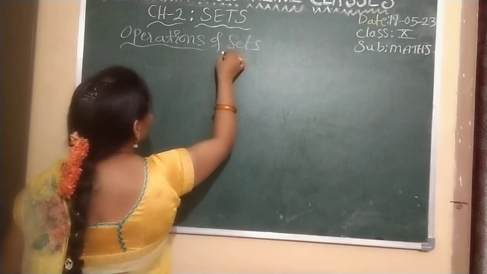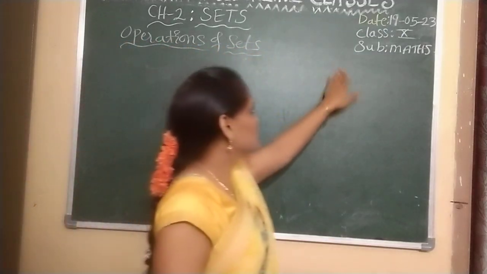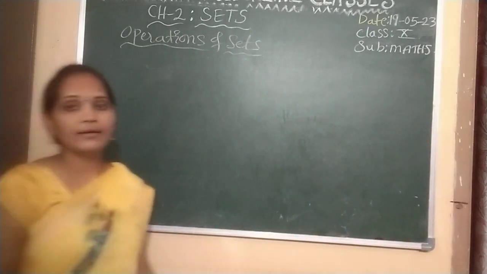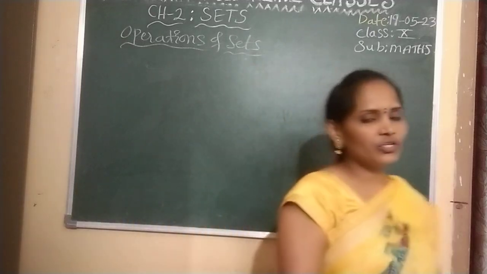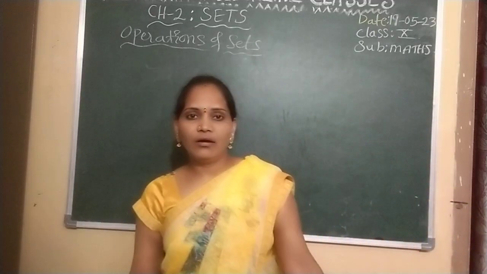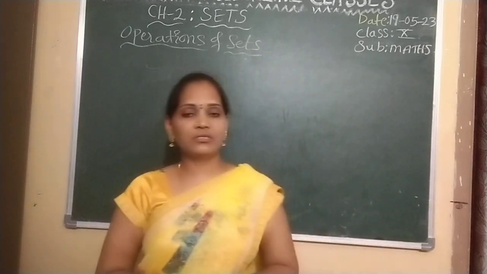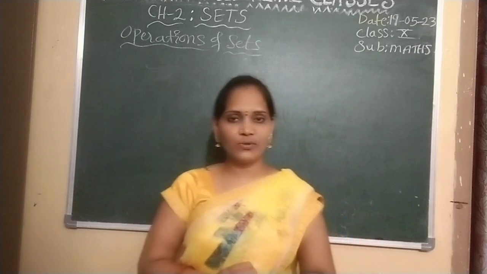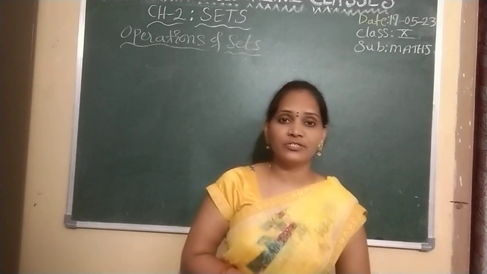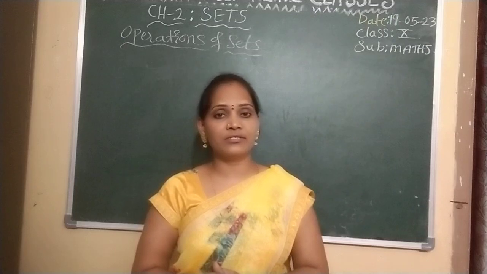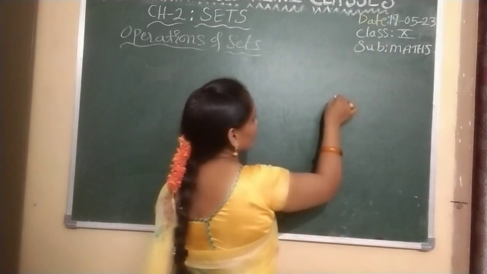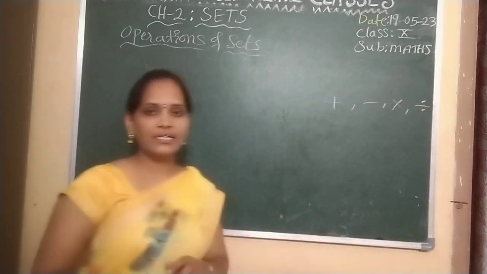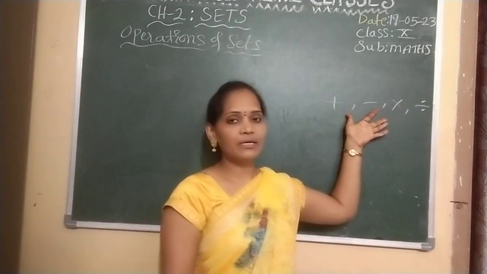What are those operations? On sets we can do operations. Generally, on normal numbers we can do arithmetic operations. Yes or no? What are the fundamental arithmetic operations? The basic fundamental operations are addition, subtraction, multiplication and division. These are the four fundamental operations.